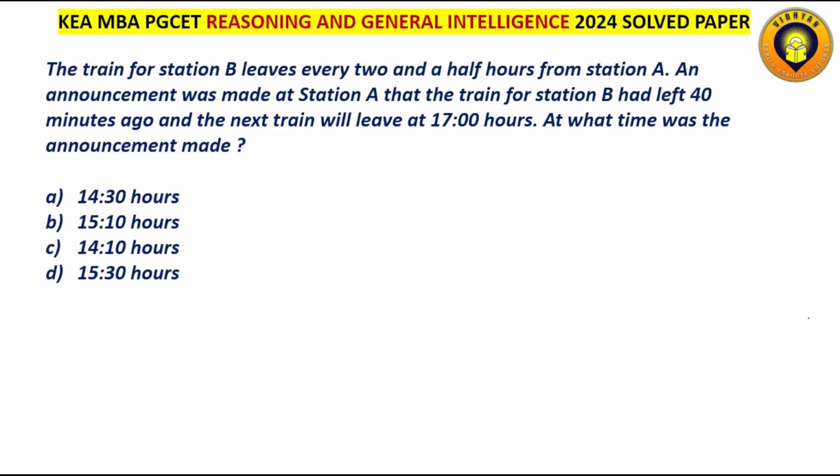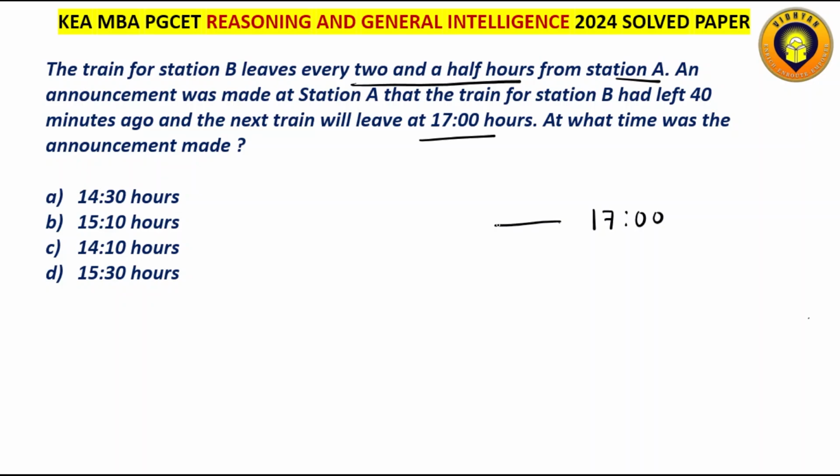The train for station B leaves every 2.5 hours from station A. An announcement was made at station A that the train for station B had left 40 minutes ago and the next train will leave at 1700 hours. At what time was the announcement made? So the next train will leave at 1700 hours, and it is given that every 2.5 hours, a train leaves from station A.